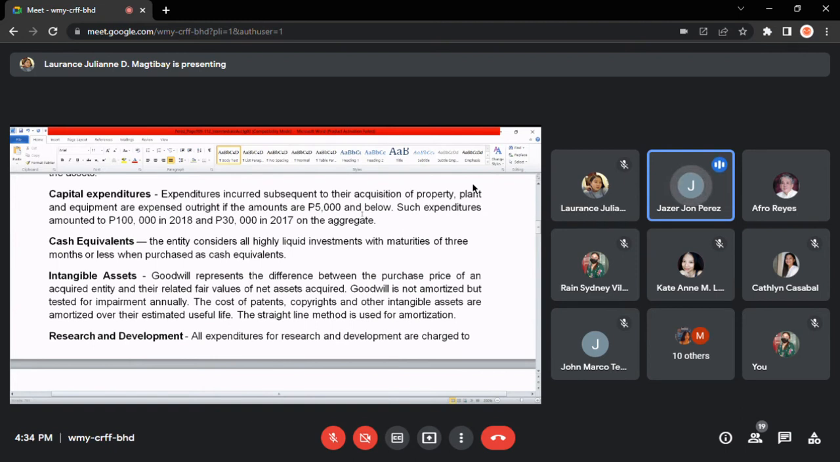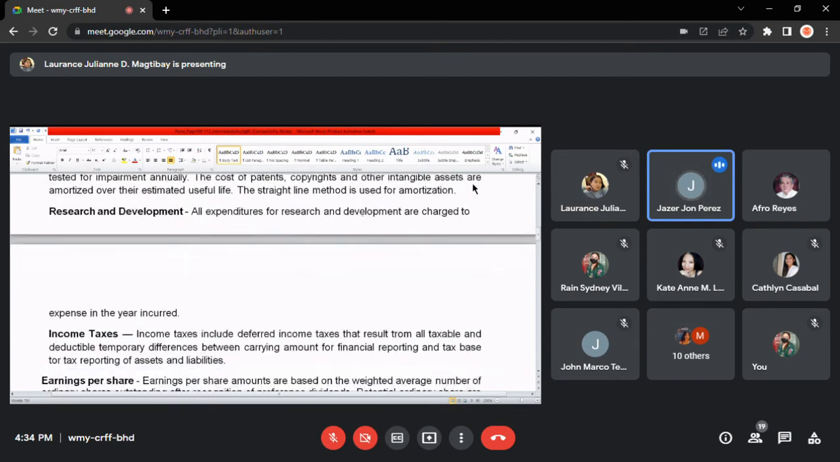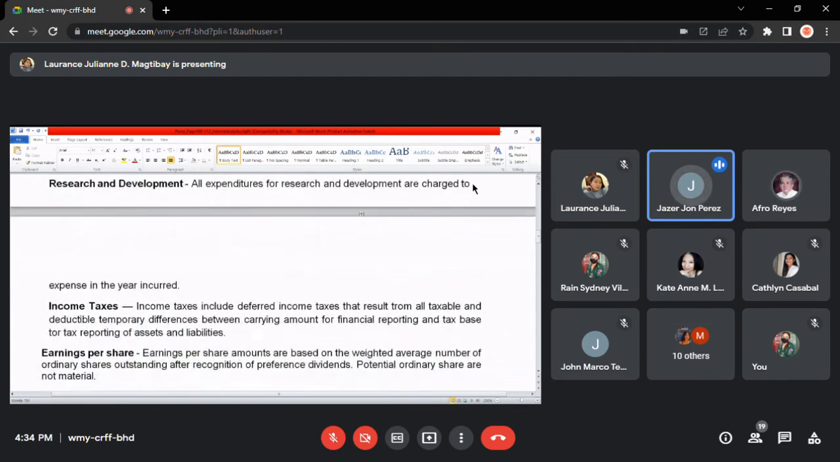Yung depreciation at amortization, para makalkula yun, ginagamitan siya ng straight line method. Pag sinabi naman natin amortization, ito yung mga utang na binabayaran due in the period of time of payment. For the research and development, all expenditures for research and development are charged to expense in the year incurred. So yung mga gastusin for research and development ay nakalagay sa financial statement, naka-note siya sa mismong year na pinagamitan nito.